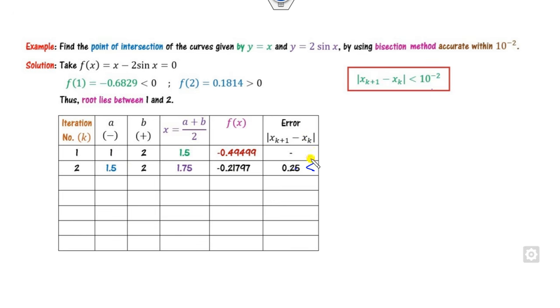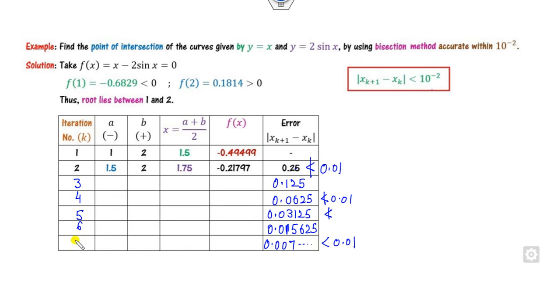Because this number is not less than 0.01, we can take 0.125, 0.625, which is again not less than this. We can find another number 0.125, which is not less than this. We can find this number again, 0.15625, which is again not less than. If you take this number 0.7 and so on, which is less than 0.01. So how many iterations are needed? 5, 6, 7 iterations are needed.